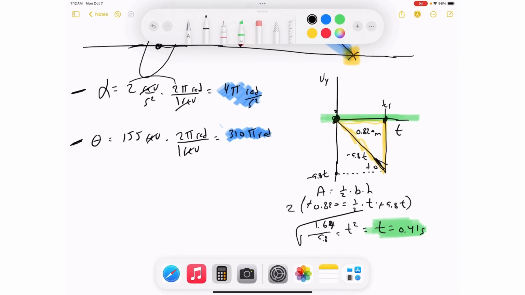So basically, what I did was I'm using physics concepts. This triangle, the area represents the distance I traveled, and then I know t, and I know the slope because I know acceleration due to gravity, and you put it all together, and you can get your time.